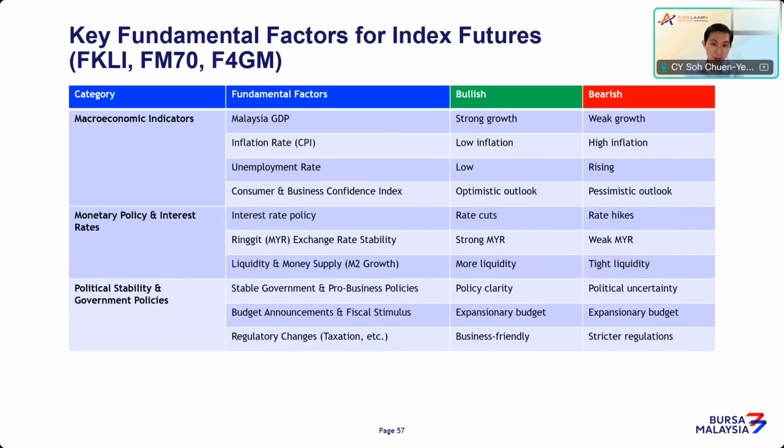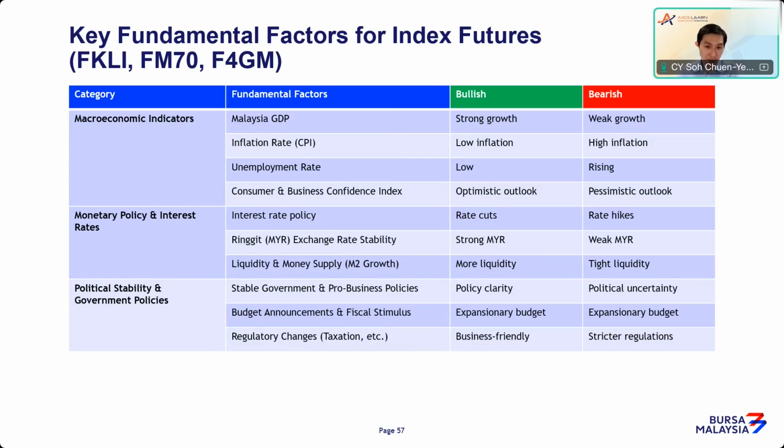Now here, if you are able, you can take your phone to screenshot this page and the next page as well. Here I would like to briefly highlight that FKLI, FM70, F4GM, all of these are index futures. Index futures are primarily driven by macroeconomic indicators. There are plenty of fundamental indicators, so here I'm just going to highlight a few. How you are going to use this table is very simple.